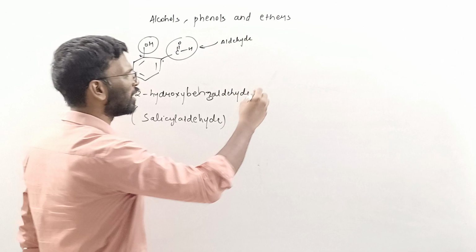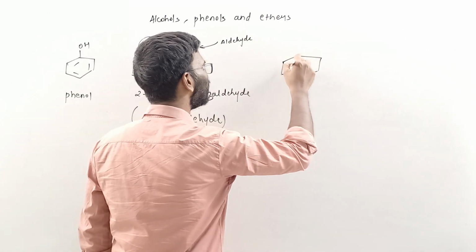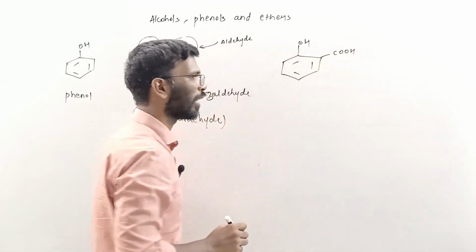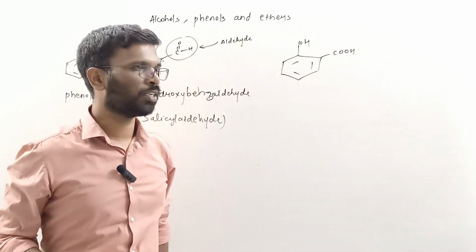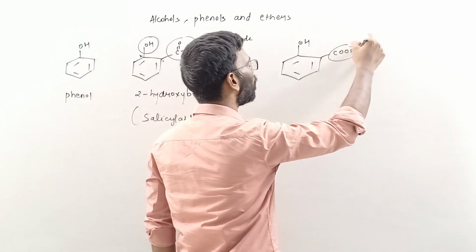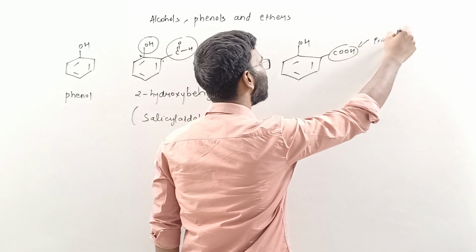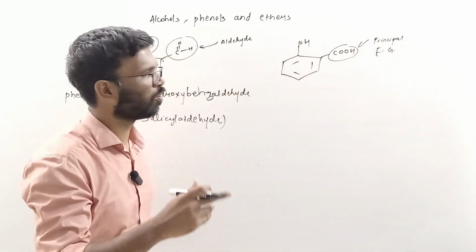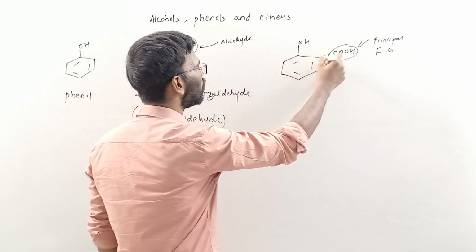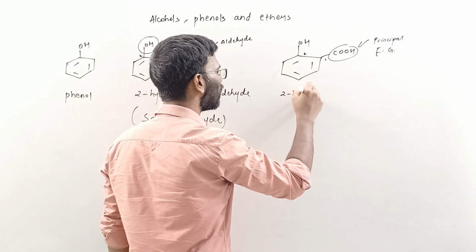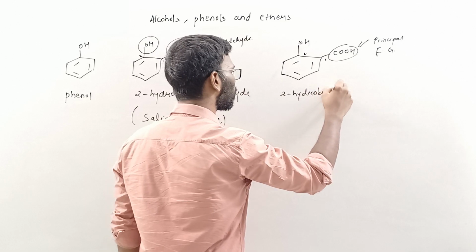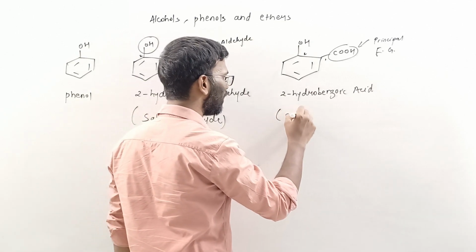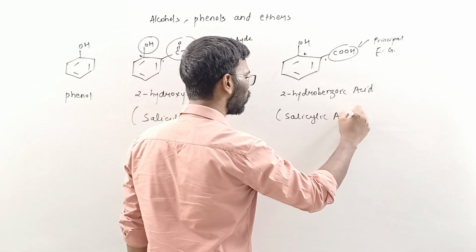Okay, one more similar example you should be knowing, that there is OH and this is COOH. This is benzoic acid. Without this it is benzoic acid. But again, carboxylic acid is the principal functional group. Understand? Principal means main, not principle. So again, this is 1, this is 2. So 2-hydroxy benzoic acid. This is called salicylic acid, also known as salicylic acid.